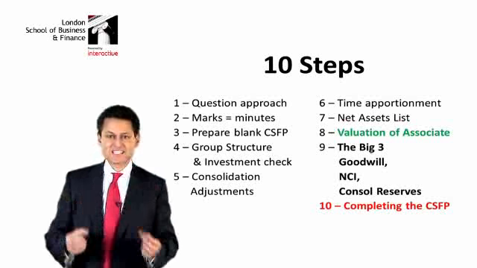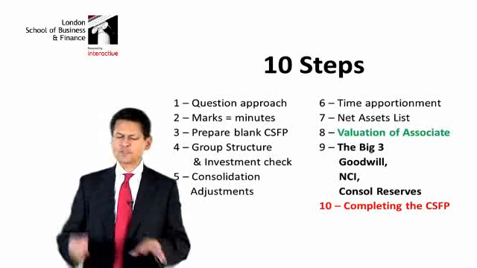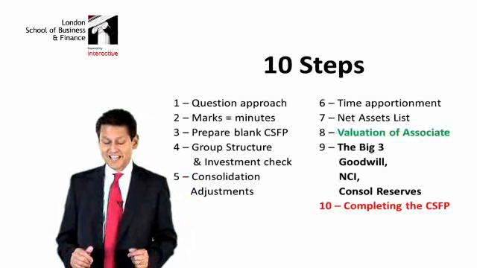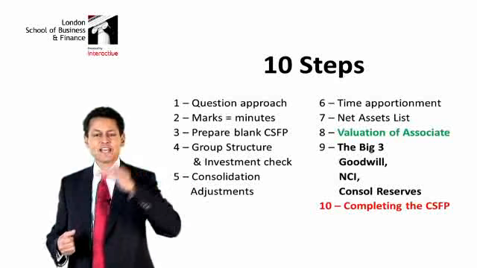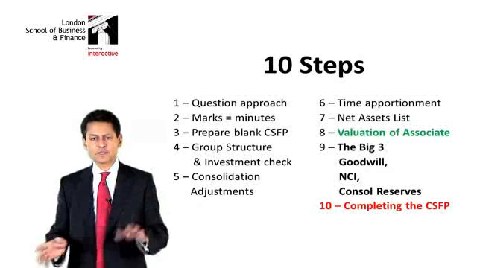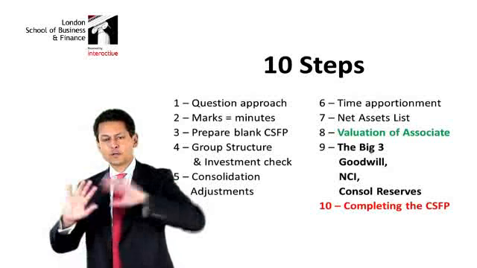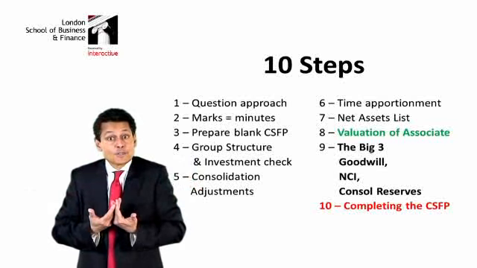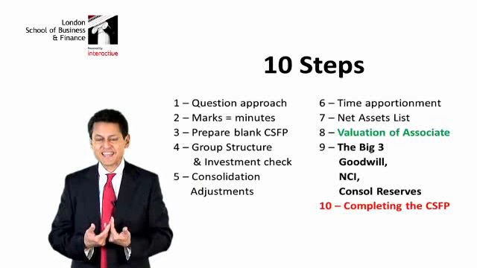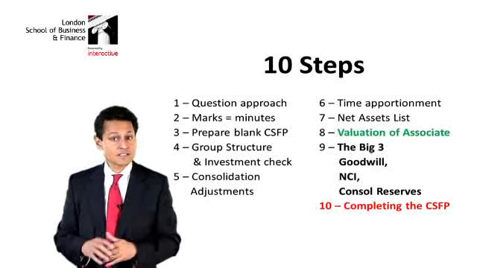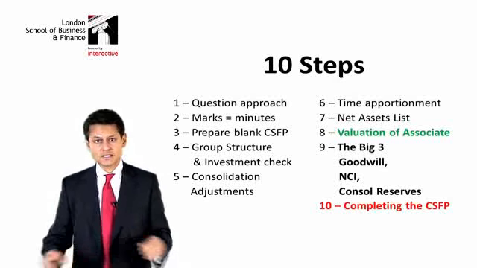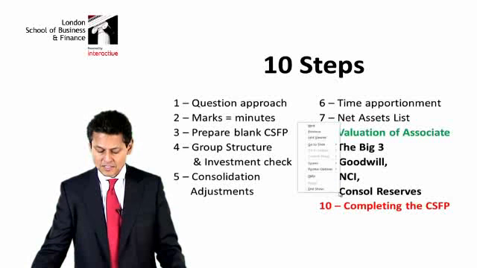Then you have your net assets list, then the valuation of the associate, which is absolutely straightforward. Then you have the big three, which is like a gift of big marks. Goodwill, NCI, consolidated reserves. Notice, I don't do any T accounts, that old-fashioned way of doing it, even though as a student years ago, that's what I was taught. But one has to move with the times to see where the examiner's at these days. And then completing the CSFP. That is my last concern.